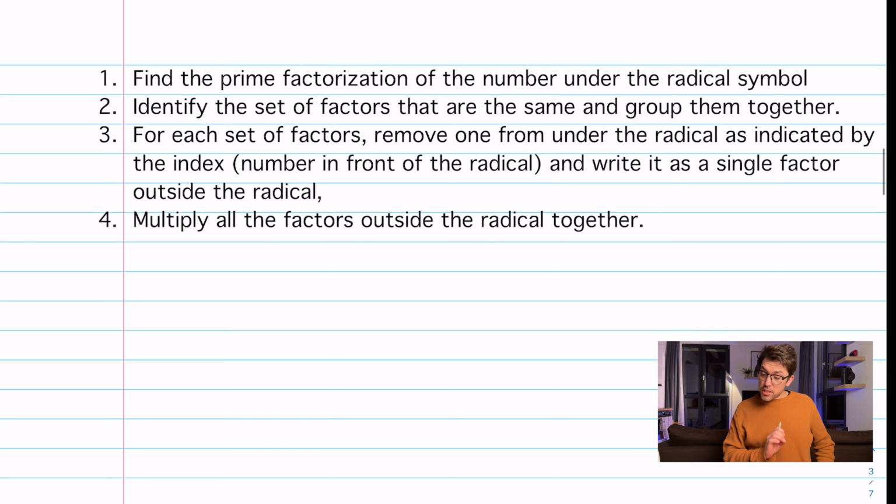Then for each set of those factors, remove one from under the radical as indicated by the index, which is the number in front of the radical, write it as a single factor outside of the radical, and then multiply all the factors outside the radical together. That sounds really confusing, doesn't it? I don't blame you. However, once you go through a couple of sample problems, you'll see steps 1, 2, 3, and 4 just happen organically and naturally.